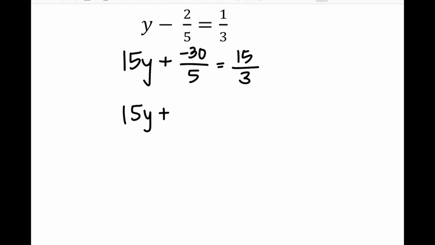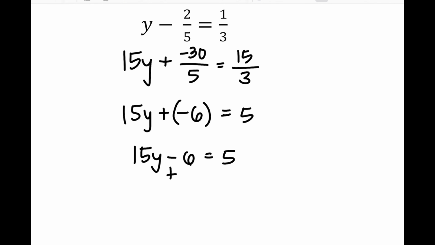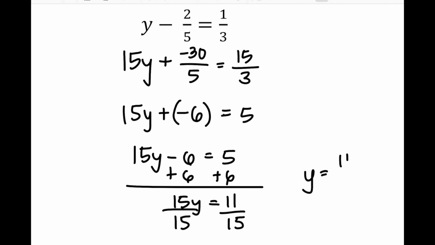negative 30 divided by 5 is going to be negative 6. I'm going to write parentheses around this temporarily, so that way I have that plus a negative 6. 15 divided by 3 is 5. Then simplifying that plus a negative 6, I could just rewrite that as minus 6. And then using inverse operations, I end up getting y is equal to 11/15.